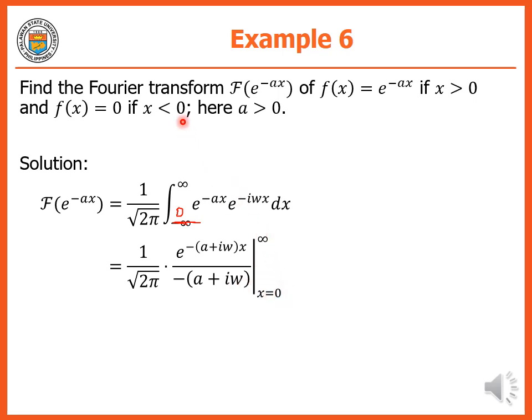For x less than 0, we have 0. And then the Fourier transform of e raised to negative ax is equal to 1 over square root of 2 pi times a plus i w.